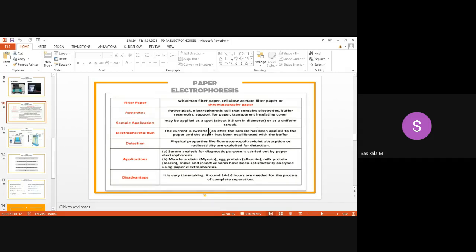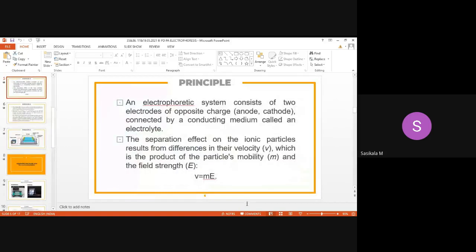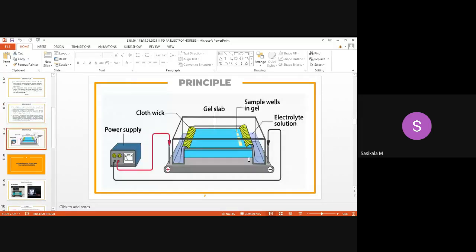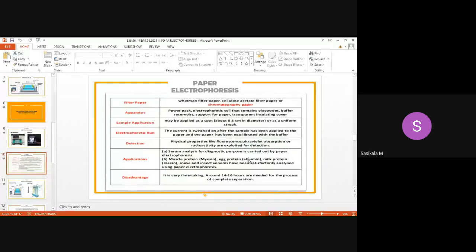That's what we have seen. Velocity equals the mobility of ionic particles into the applied field strength, and this velocity depends on the molecular size. If the molecule is heavy, it will move very slowly. If it is light, it will move very fast. So according to molecular size, it will be separated towards either the anode or the cathode, into individual spots.